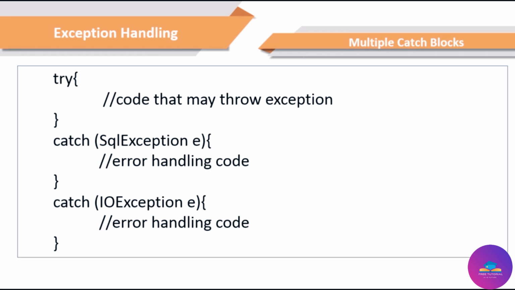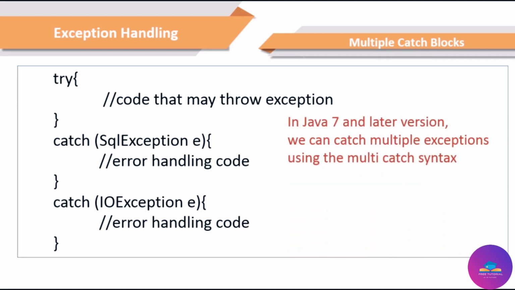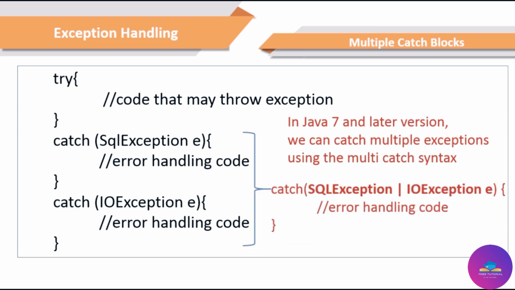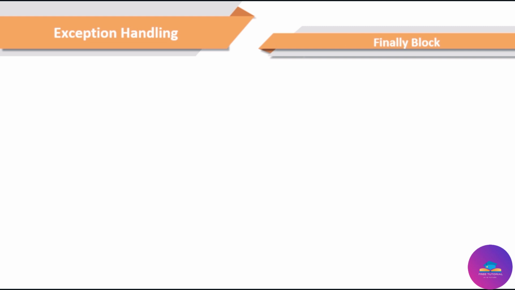Now, before Java 7, we used to catch multiple exceptions one by one, as shown in this slide. But with Java 7 and beyond, if a catch block handles multiple exceptions, we can separate them using a pipe, and in this case, the exception parameter is final. So we can't change it. This feature actually reduces code redundancy.